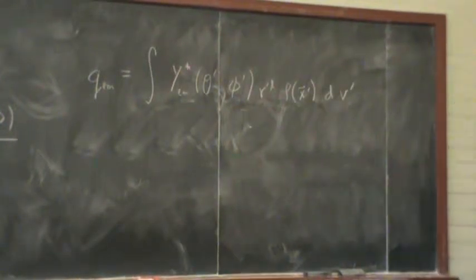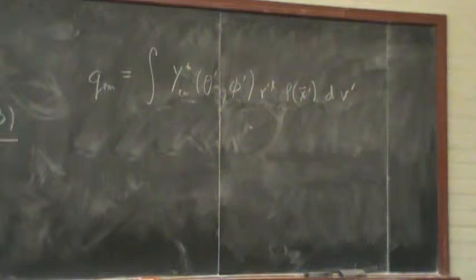Yes? What's Y sum? It's the complex conjugate of the spherical harmonics. And spherical harmonics just got an e to the i m phi in it. Right. So you just need e to the minus i m phi. That's basically it. Everything else is real in the spherical harmonic.